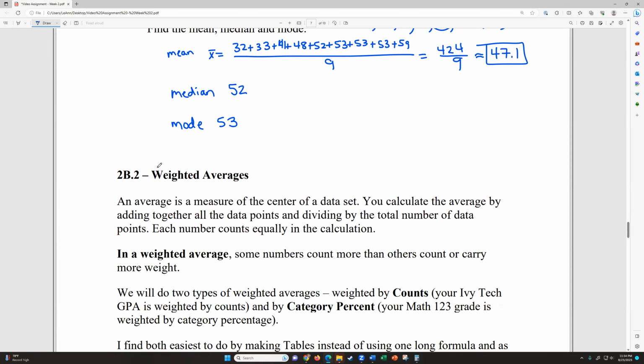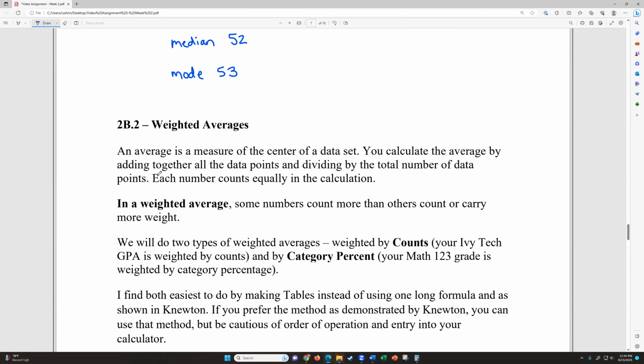So 2B2 is on weighted averages. We've talked about an average, right? The mean was just add up everything you have, divide by how many items there were. An average is a measure of the center of a data set. So we just learned that you calculate the average by adding together all the data points and dividing by the total number of data points. Each number in this scenario counts equally in your calculation. No one is given any more weight. So we're not saying like a final exam counts double. It's all kind of equal and split out with equal weights.